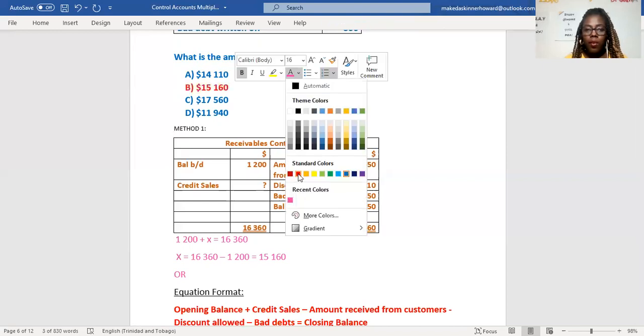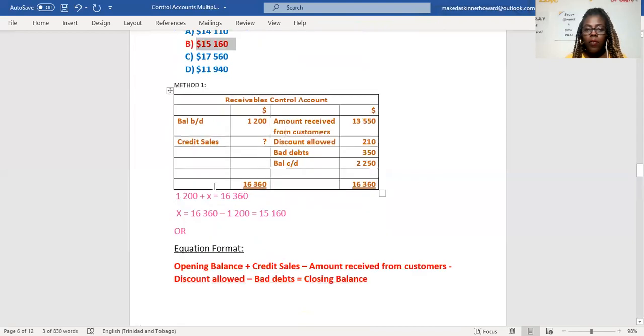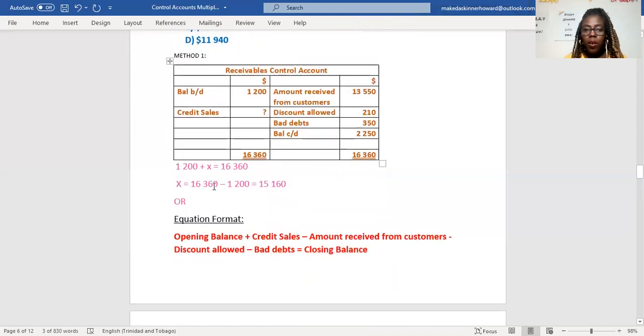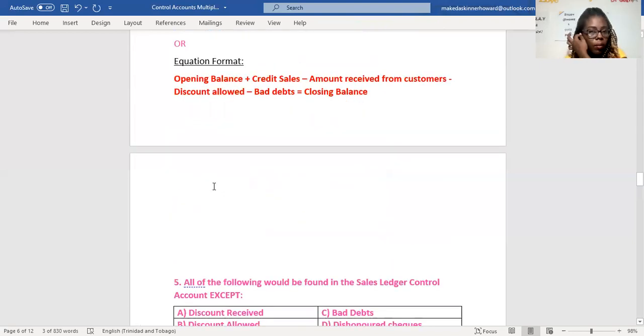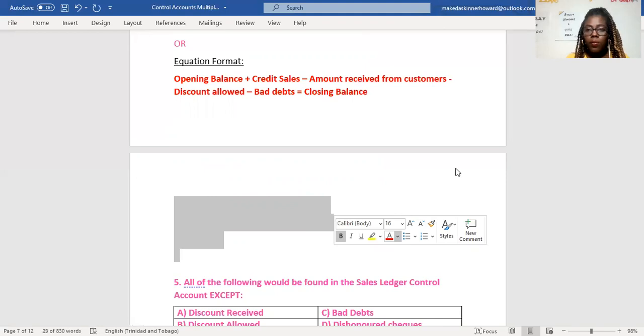All right, so that is the T format. Of course, we could use the equation format, but you just have to know what is going to be added to the opening balance. So our credit sales will be added because that's going to increase how much is owed to us.